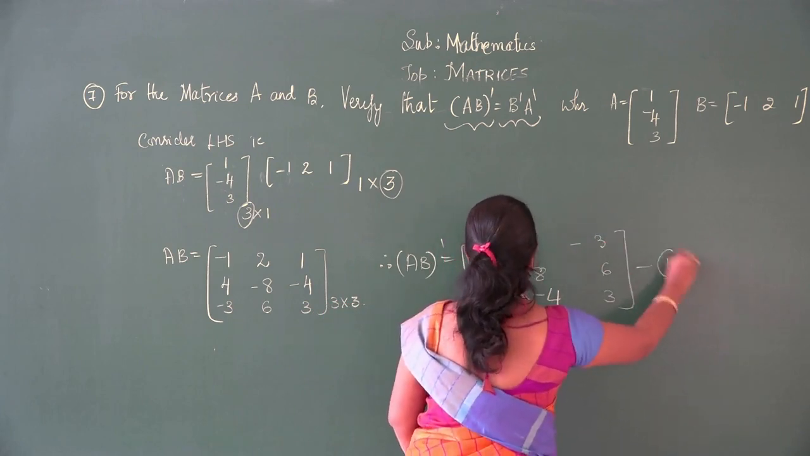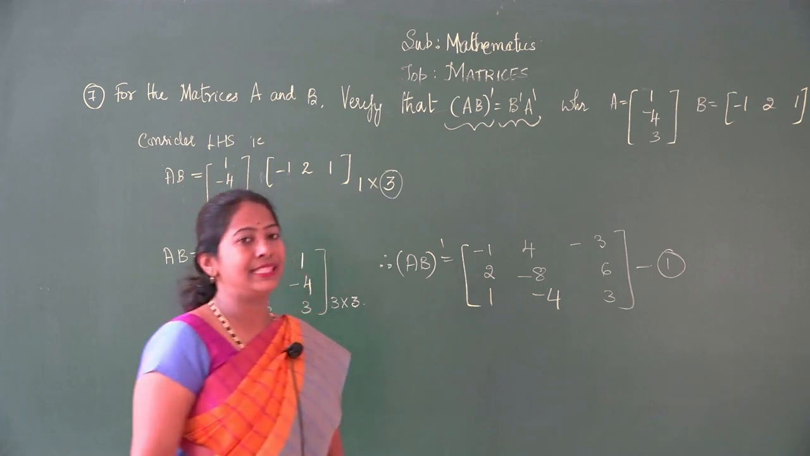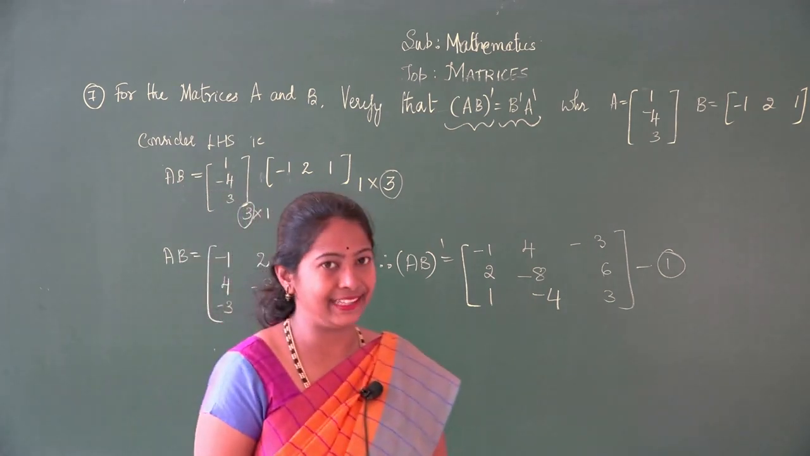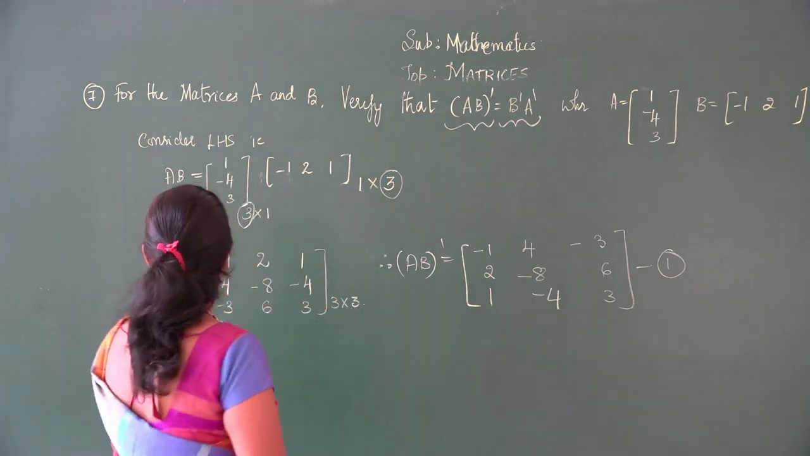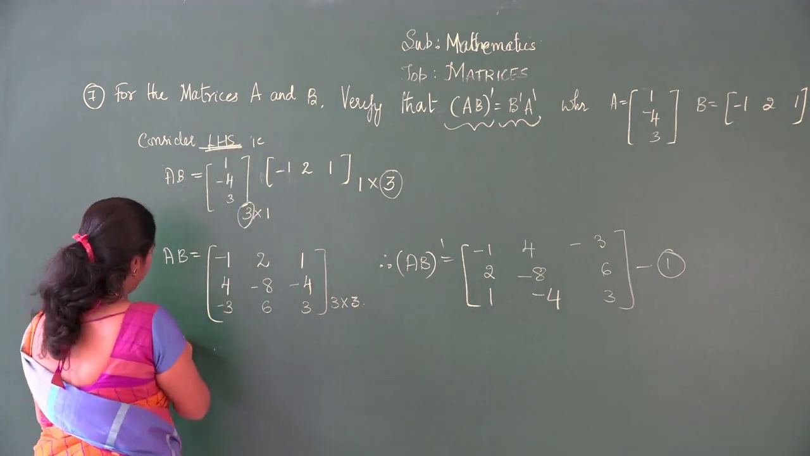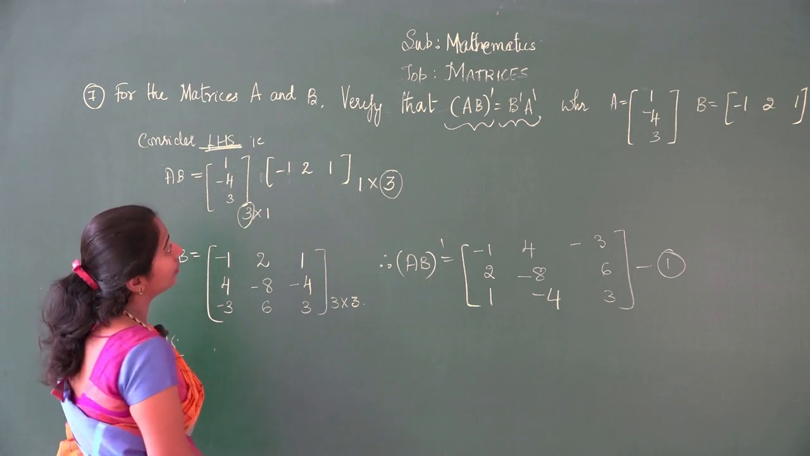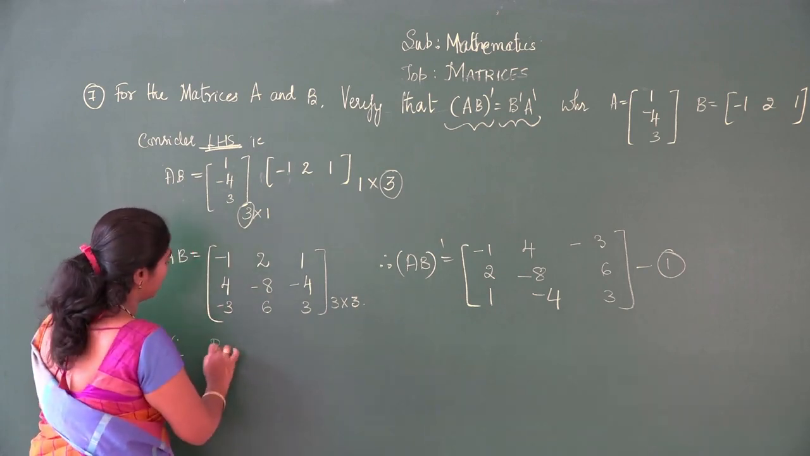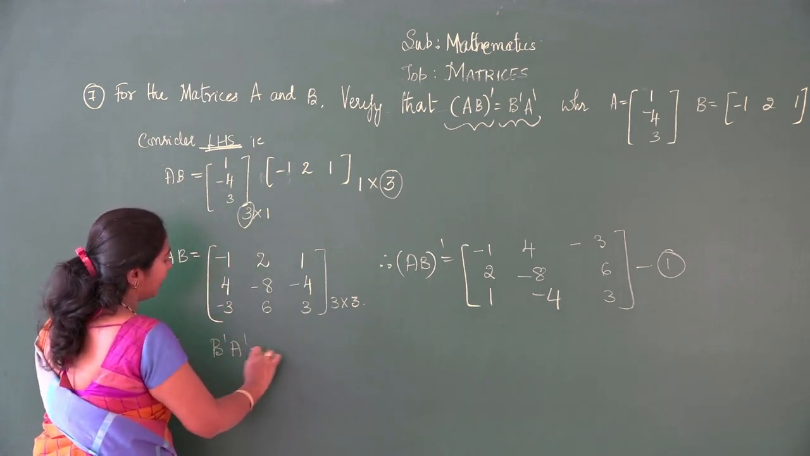Call this equation number 1. This is the resultant answer of the LHS. Moving on to the RHS part. What is RHS? What are we supposed to prove? RHS is B dash, A dash. We are supposed to find the product of B dash, A dash.